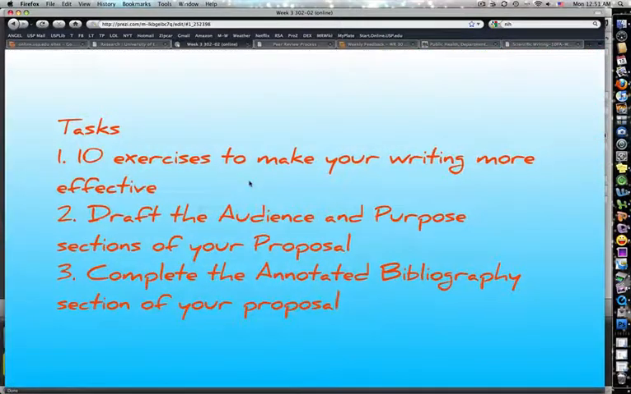So to summarize, the tasks, which are also outlined in the folder in Angel, are to: 1. Do the 10 exercises to make your writing more effective. I'm asking you actually to divide the 10 between the team members. You'll see how. Read the instructions carefully, and post them there and comment on each other's posts. And then draft three of the sections of the proposal: audience, purpose, and bibliography. Very detailed instructions on each of these are in Angel.